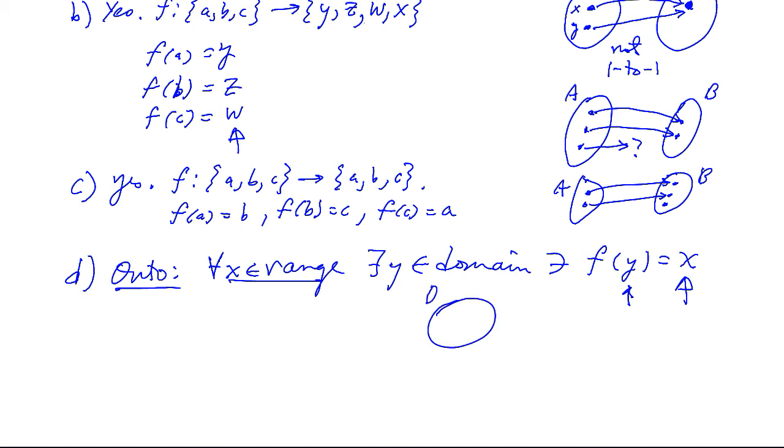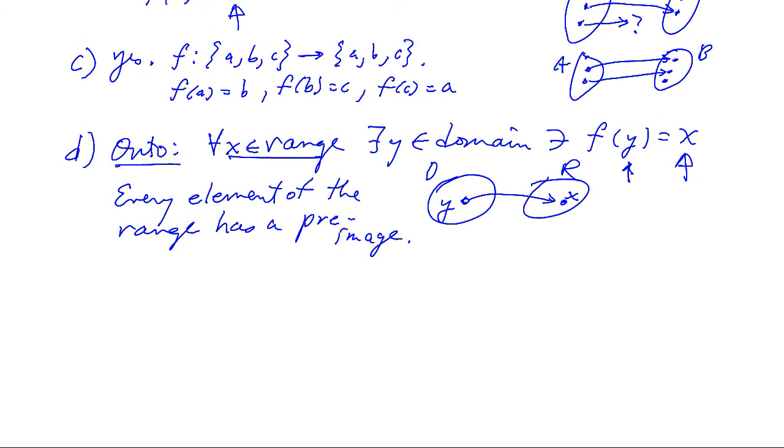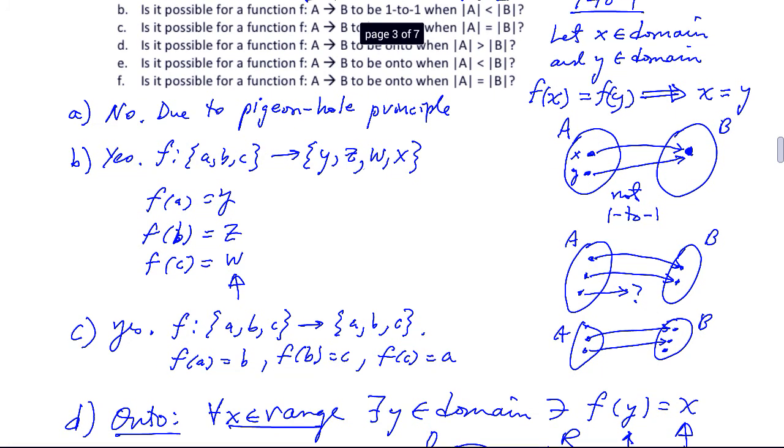Okay, so here's the domain, here's the range, here's x. Oh, that's y. And y maps to x. X is the image of y. Y is the pre-image of x. And so we're saying here that every element of the range has a pre-image. Okay, I'm reviewing these definitions as I go. Sorry, I'm not just coming out and solving the problem. So here, the question is, if the domain is bigger than the range, can it be onto?